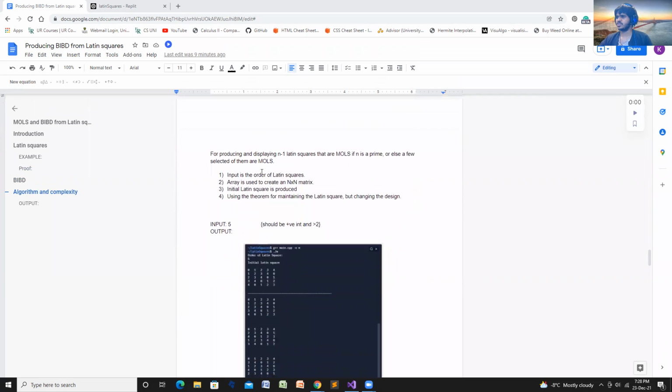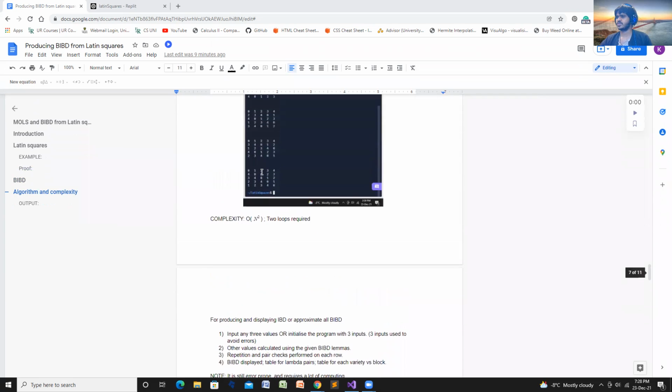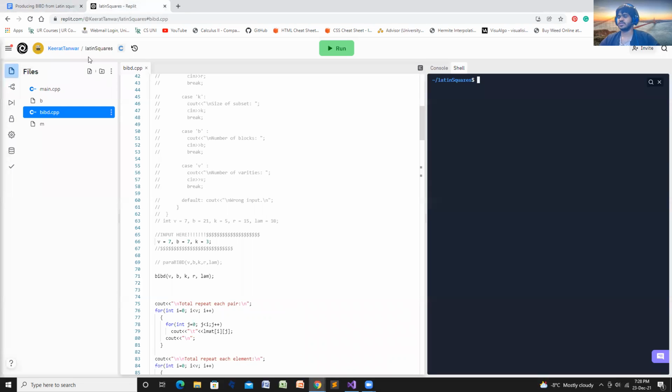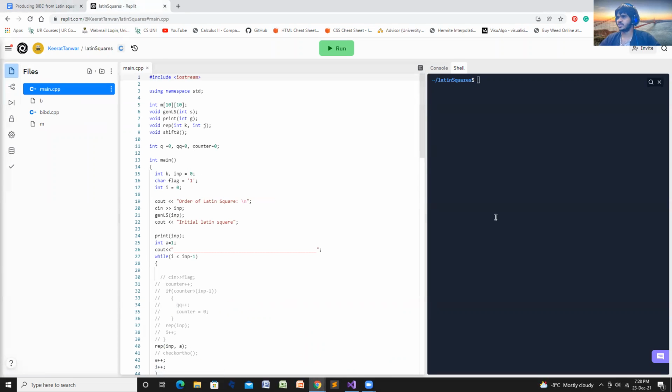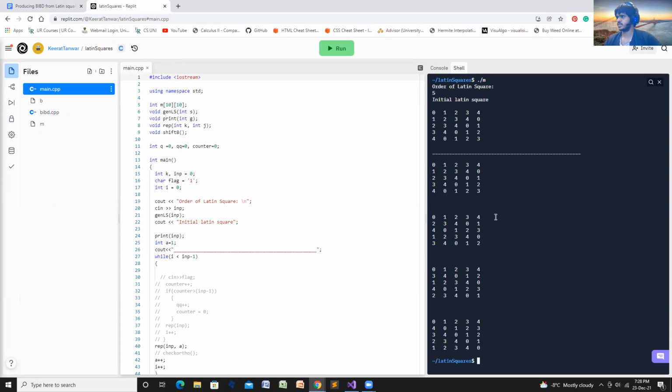So for mutually orthogonal squares, we'll be using this function, and I'll write a prime number, that is 5. The first produced matrix is the initial Latin square, and the other 4 must be the mutually orthogonal Latin squares, as the number 5 is a prime number.